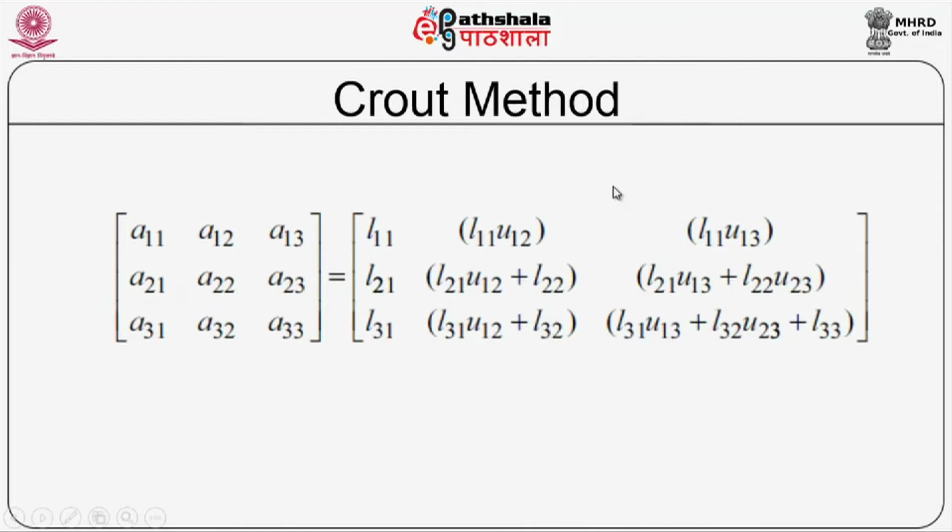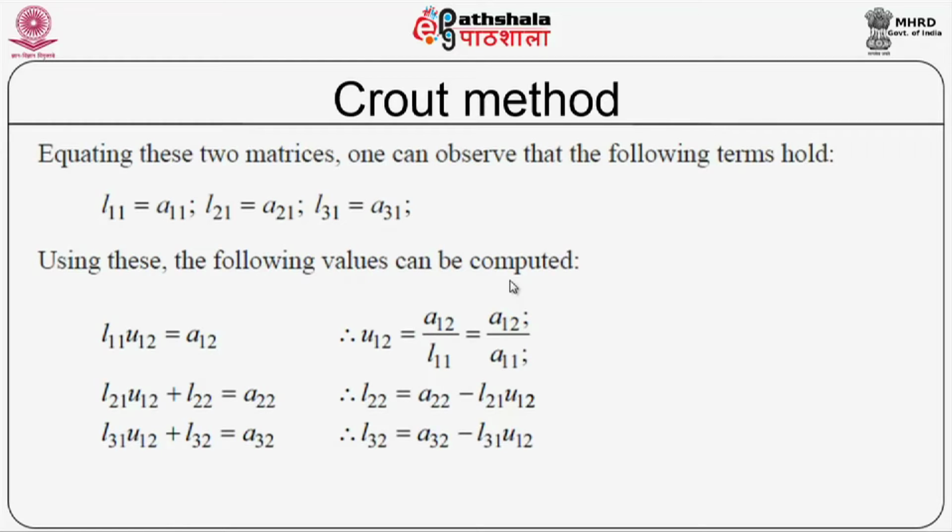So, now in order to find this L as well as U, we are simply substituting it directly. So, L11 becomes equal to A11 and L21 equal to A21 and L31 is becoming equal to A31. So, similarly, by using these direct substitutions, we can find the values of L as well as U's. So, these are the various equations.